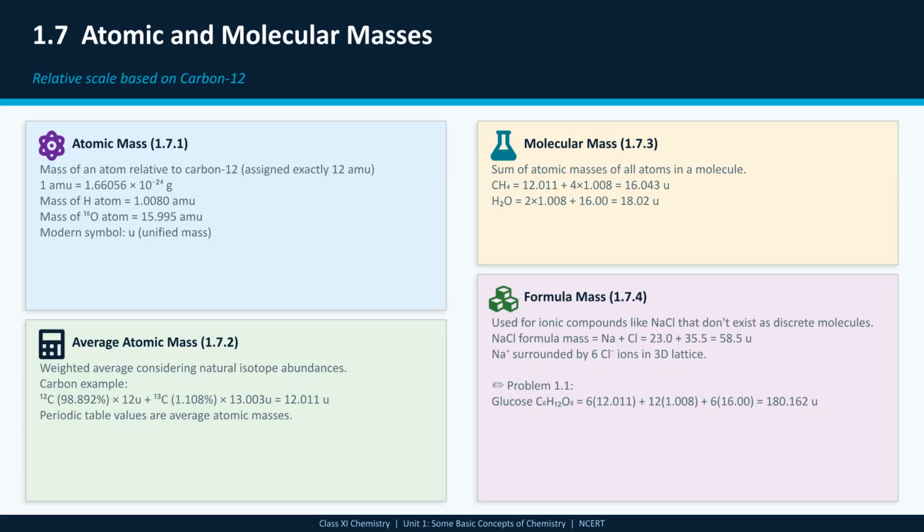Atomic mass is relative to carbon-12. Average atomic mass accounts for natural isotope abundances. Molecular mass is the sum of atomic masses in a molecule. Formula mass applies to ionic compounds like sodium chloride.